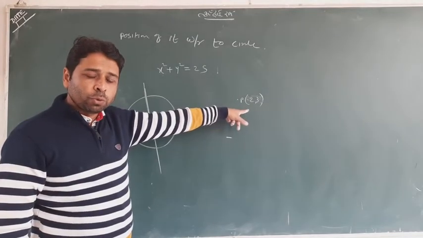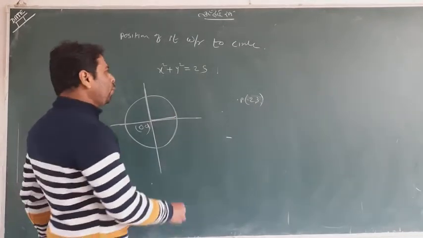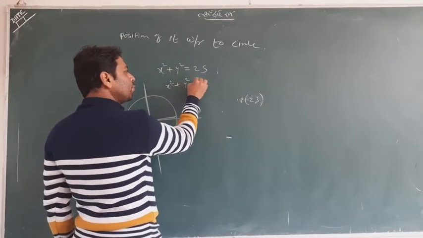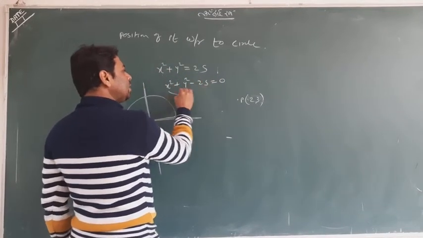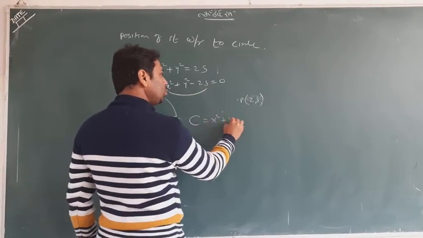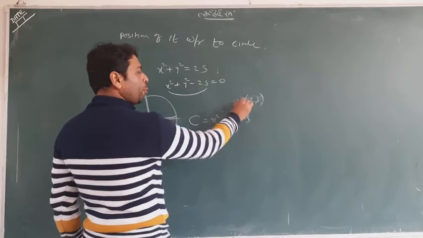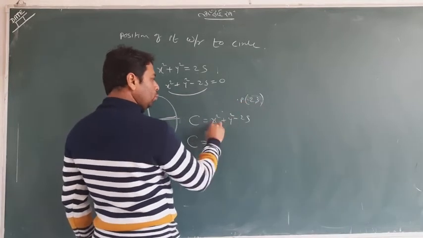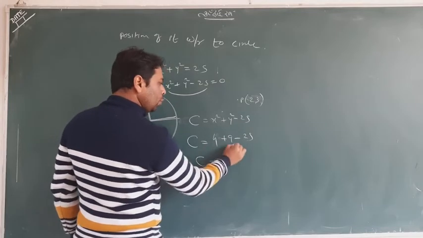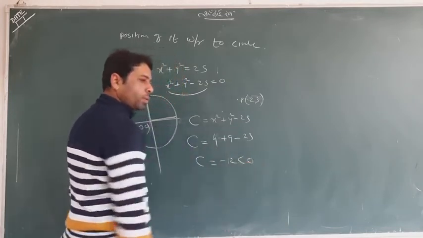So what you will do, I tell you. First of all, you transfer 25 here and you say it is C. And put your point in it. 2 squared is 4, 3 squared is 9, minus 25. You are getting your answer negative.